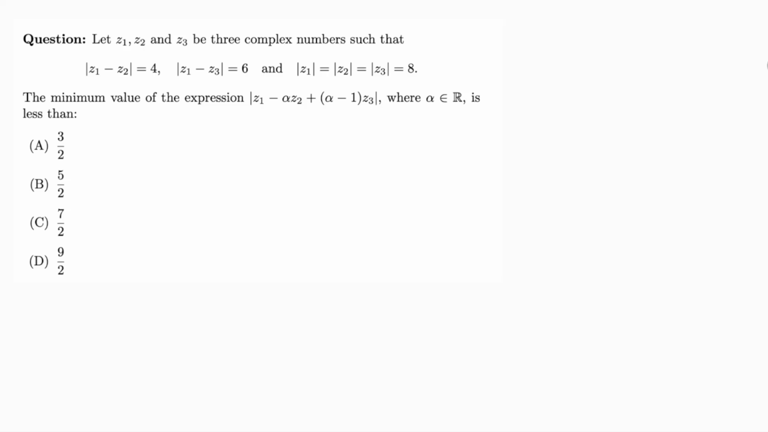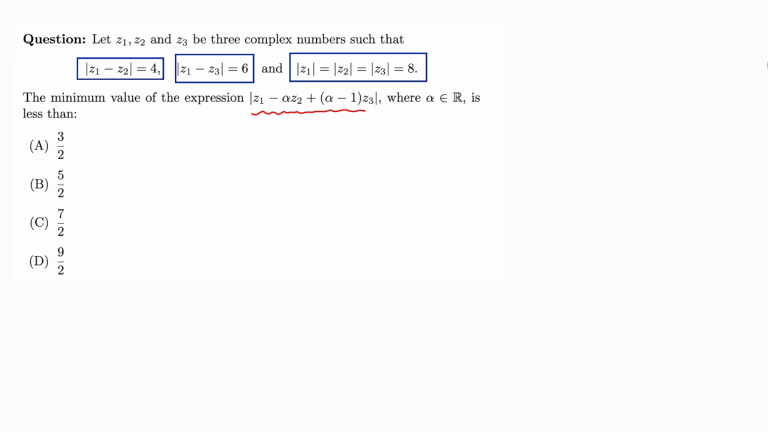Let z1, z2 and z3 be three complex numbers such that magnitude of z1 minus z2 is 4 and magnitude of z1 minus z3 is 6 and magnitude of each of them is 8. Then we have to calculate the minimum value of this particular expression.